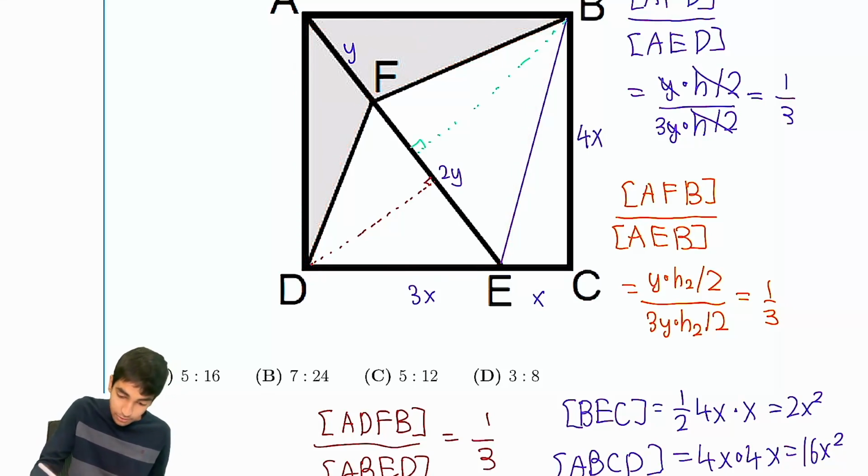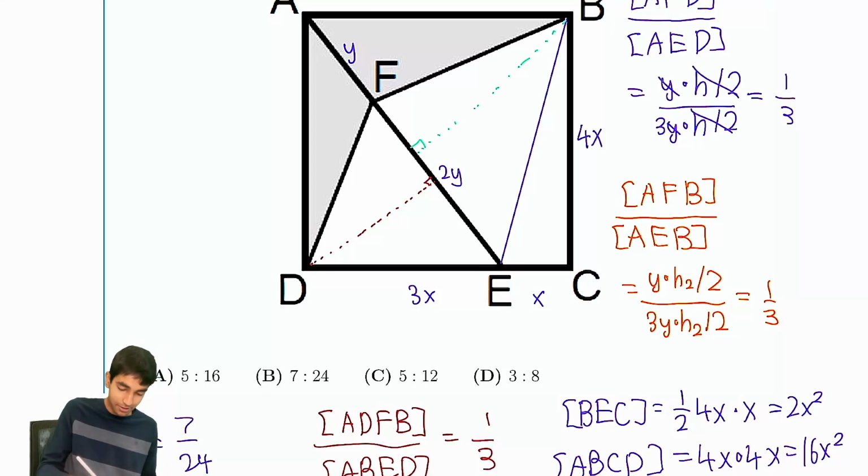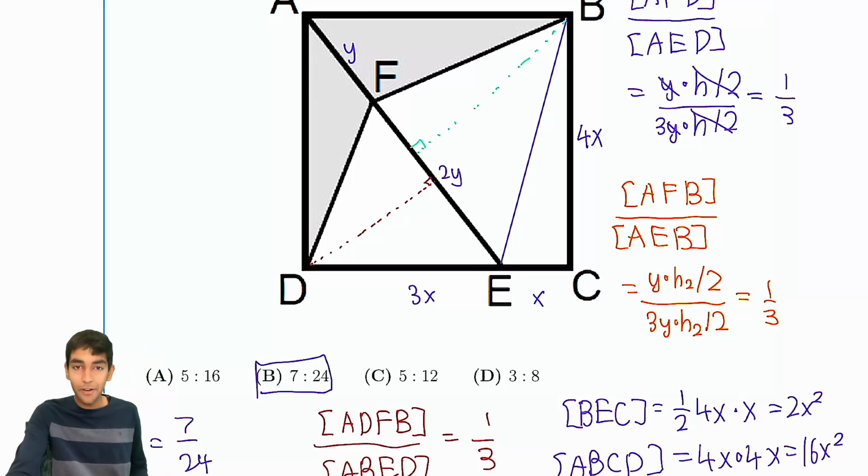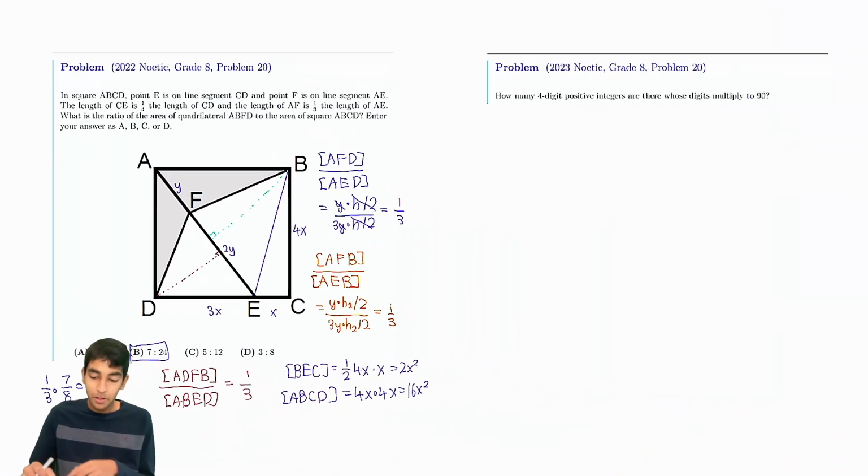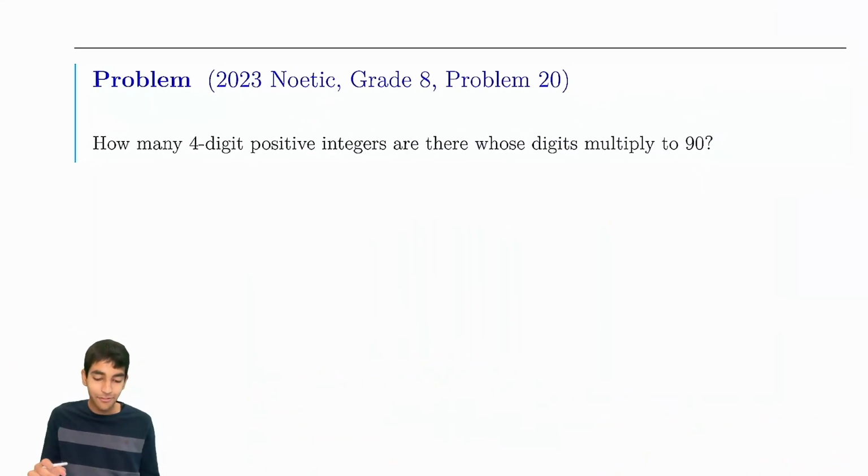And then the ratio of this quadrilateral to ABCD is 7/8. So our product is just 7 over 24, which is in this case B. So that is our answer, B. Let's now take a look at the next question, which is the final question.